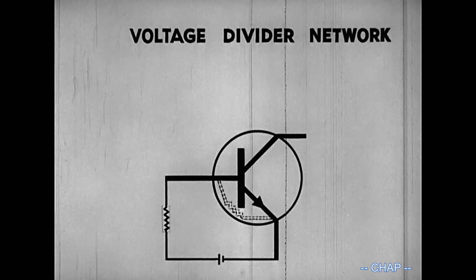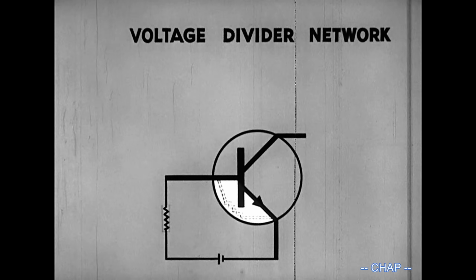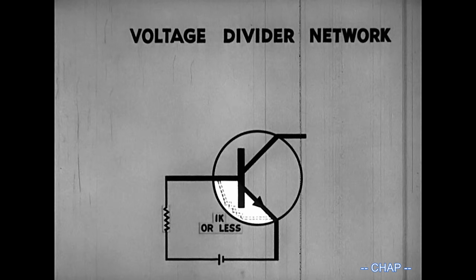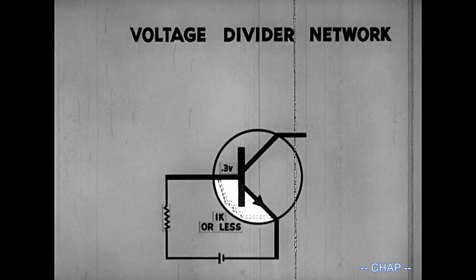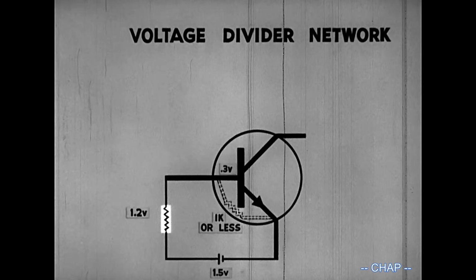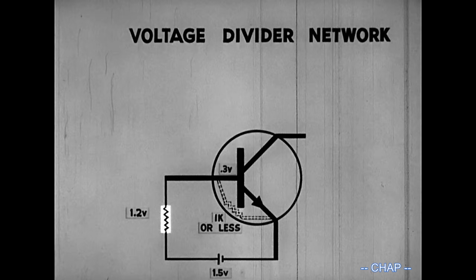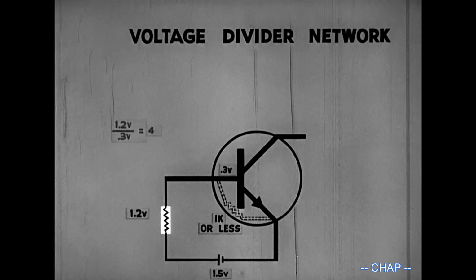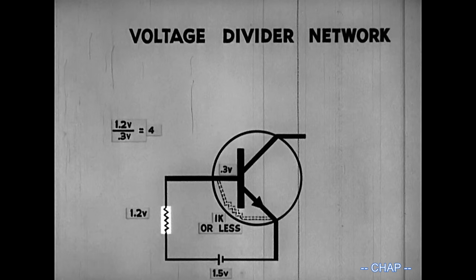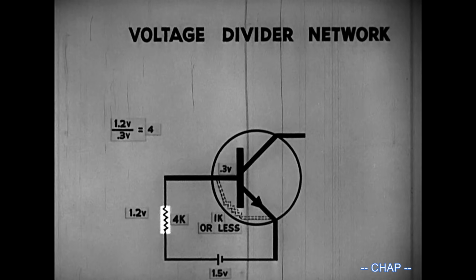This voltage divider network consists of 2 resistances in series. The first is the internal base to emitter resistance. It is usually less than 1,000 ohms. The desired 0.3 volt is dropped across the internal resistance. The external resistor must drop the balance. In our case, 1.2 volts. This is 4 times the drop across the internal resistance. The value of the external resistor must therefore be 4,000 ohms.